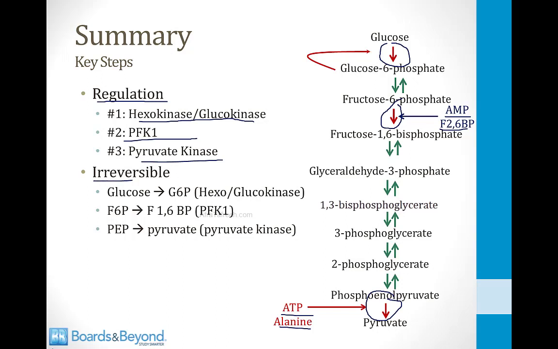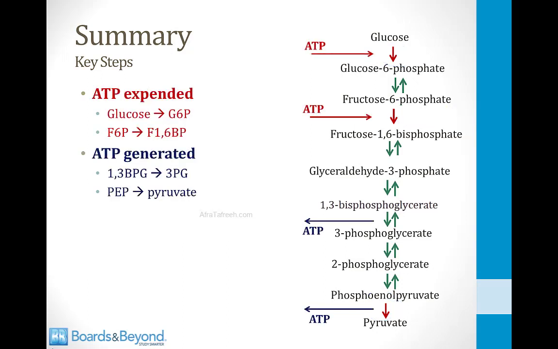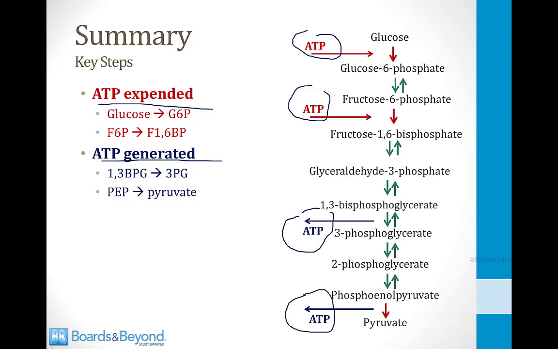And then I've also listed the 3 irreversible steps here, which are the most important steps for you to remember for step 1 of your boards. Finally, I'll finish with a summary slide showing you where ATP is expended and generated. There are 2 steps in the priming stage where ATP is utilized, and then there are 2 steps in the energy stage where ATP is generated. And that concludes our module on glycolysis.